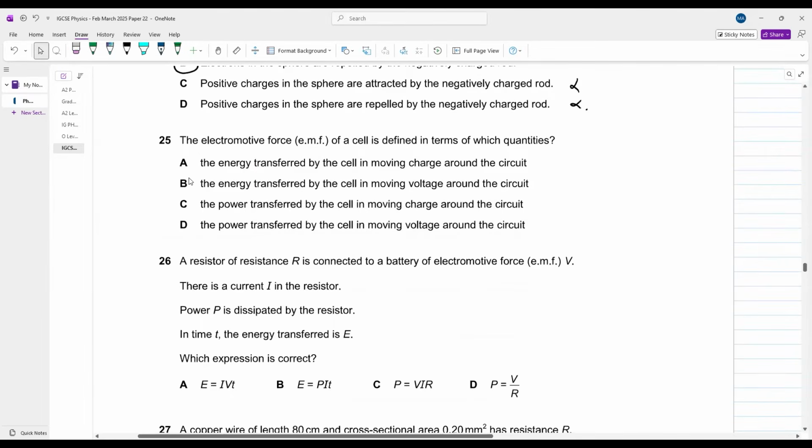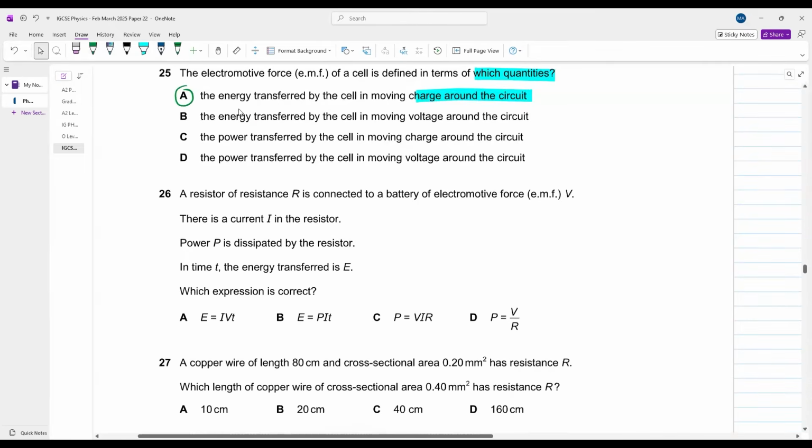Let's see question number 25. The electromotive force of a cell is defined in terms of which quantities? What is electromotive force? Energy transferred per unit charge in moving the charge around the circuit is your answer.